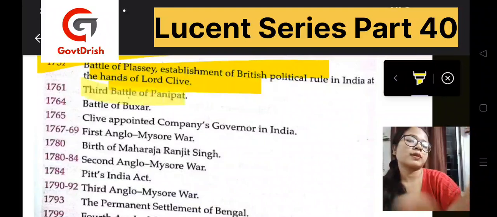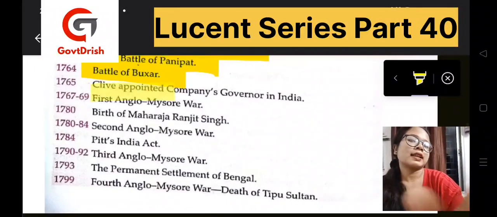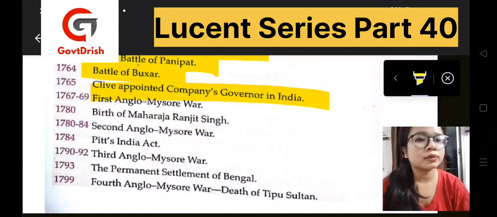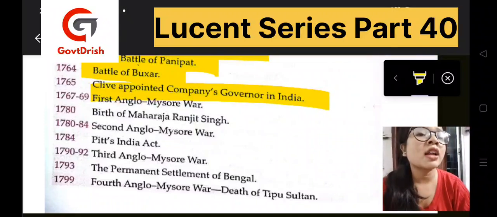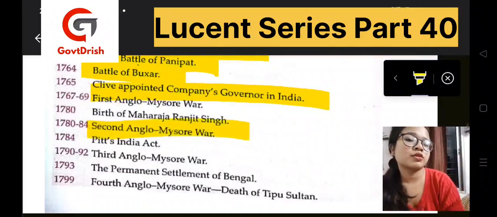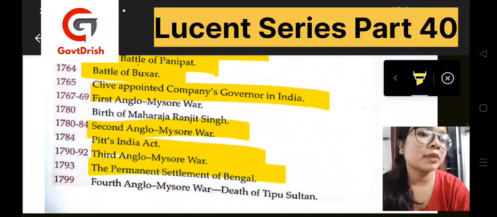Then we have the third Battle of Panipat, the Battle of Buxar, and then Clive was appointed the company general, or you can say governor in India, when he was elected, when we first had our Anglo-Mysore War. Okay, the second Anglo-Mysore War, this is about the third one. Then the Permanent Settlement of Bengal.